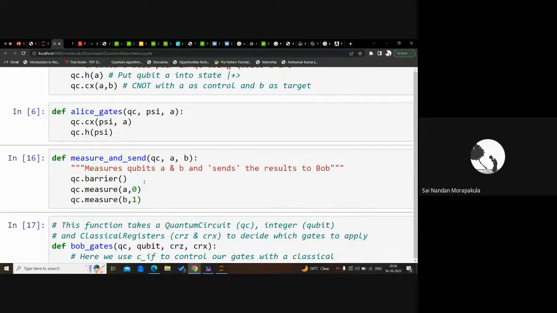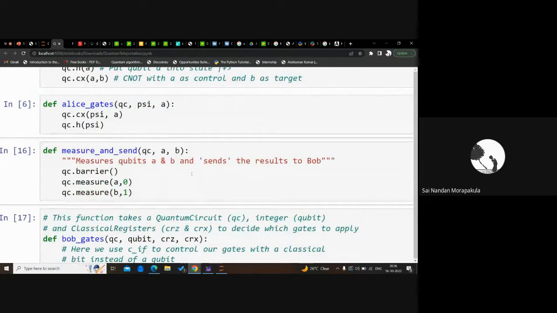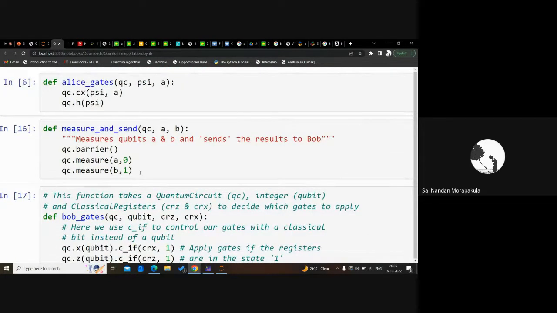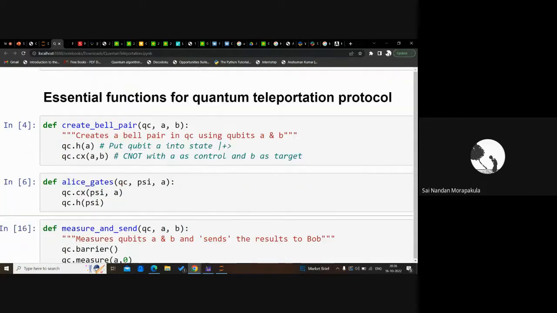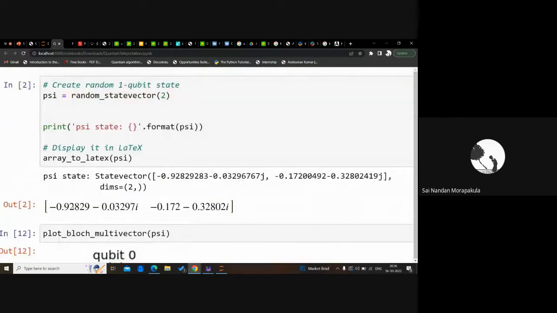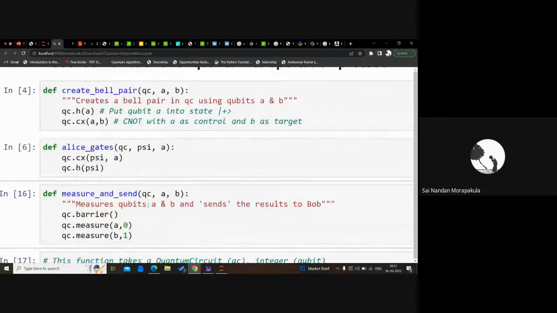We'll measure those qubits, that is Q0 and Q1, and then send the results to the classical bits, basically to store the information. And the important point to note here is that we are destroying the information. So Alice will no longer have the state, minus 0.29, minus 0.3i. This state vector you basically measure, so you are destroying the information. Alice will no longer have that information with her.